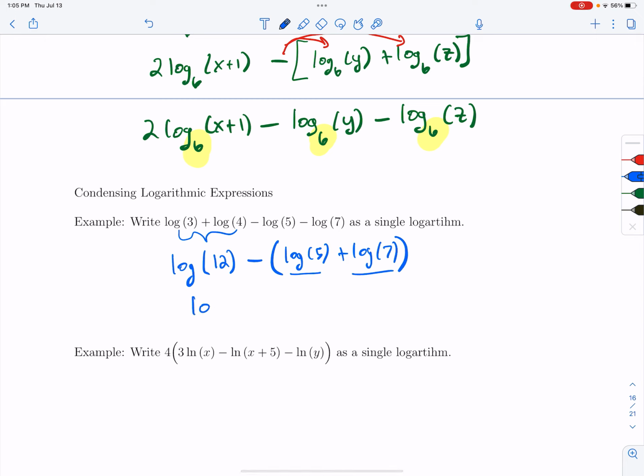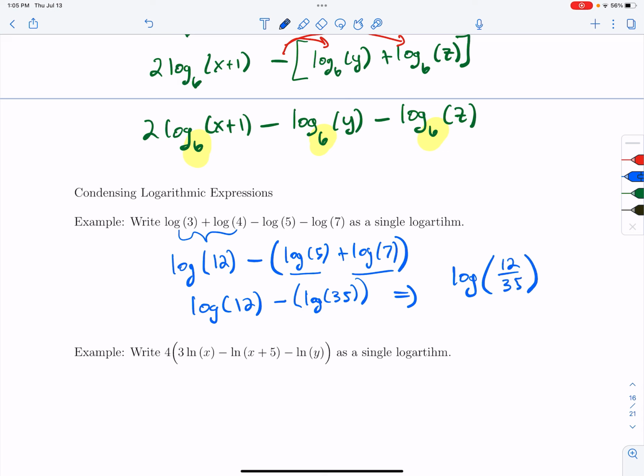This will be log base 10 of 12 minus log base 10 of 5 plus log base 10 of 7. That's going to be log of 35 here. So I have two terms, same base, I'm subtracting, so I can write those arguments as a quotient inside the argument. So log base 10 of 12 over 35.